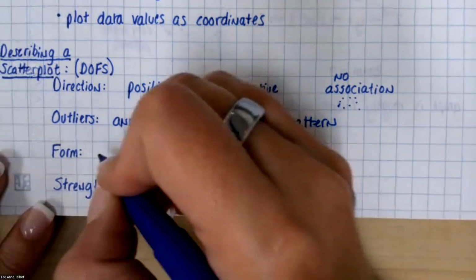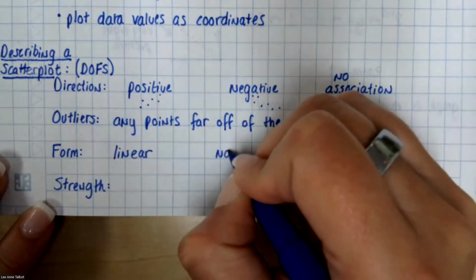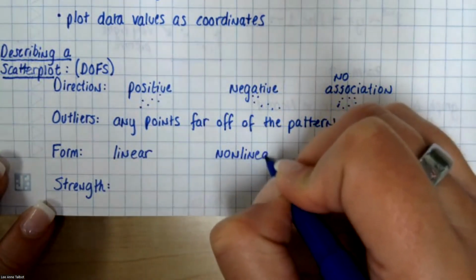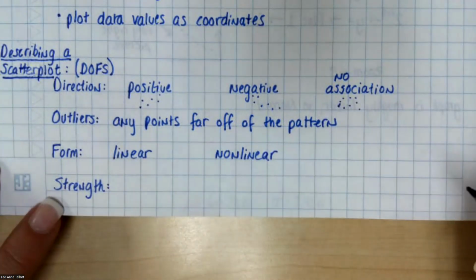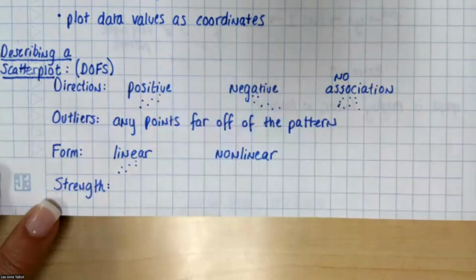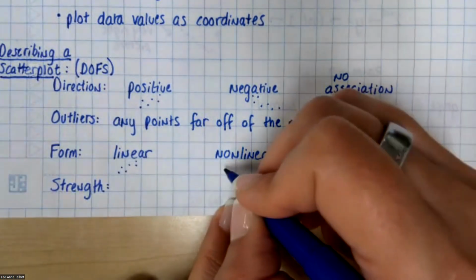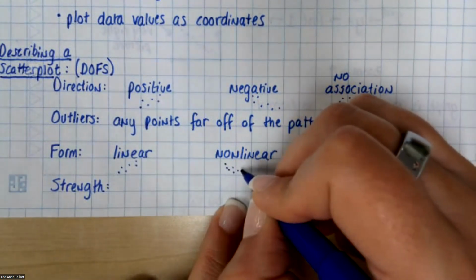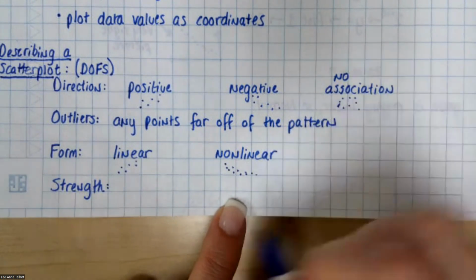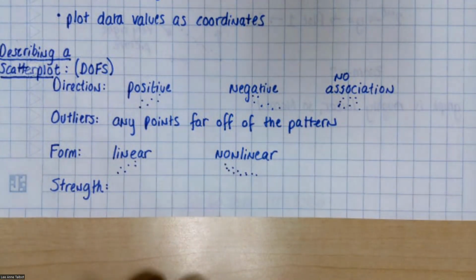Okay, form. There are two different forms: linear and nonlinear. Linear looks like that. The dots are going in a straight line. Nonlinear looks like this, where there's a curve. It doesn't have to be a downward curve. It could be any kind of curve.